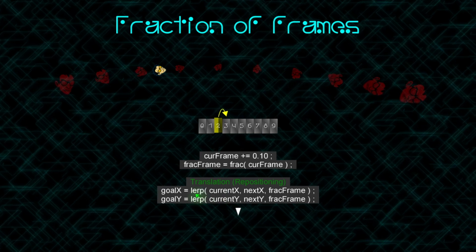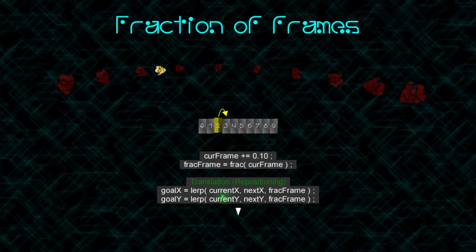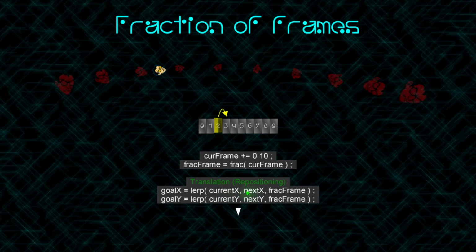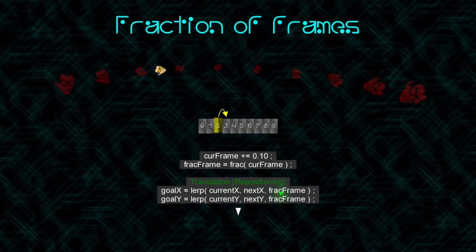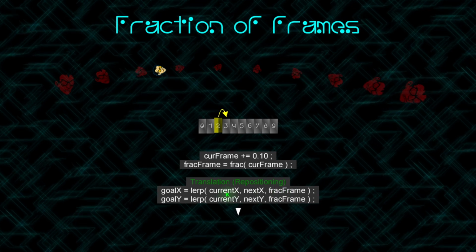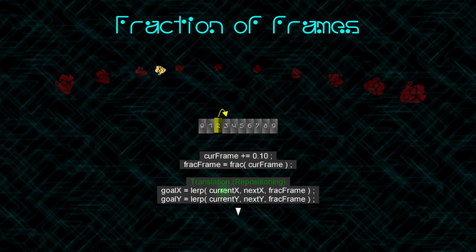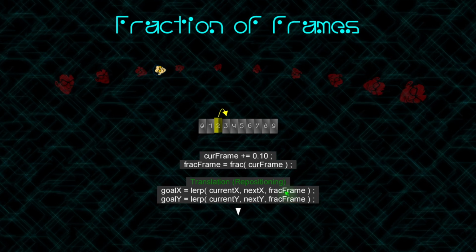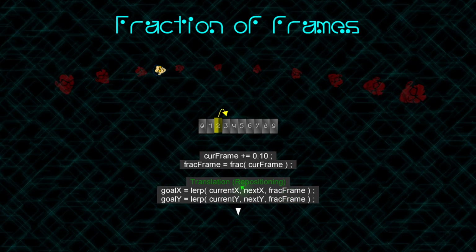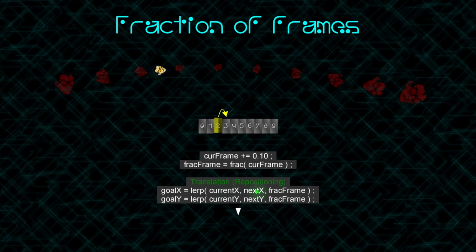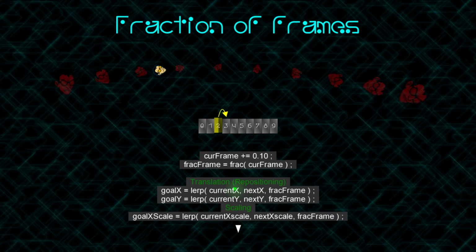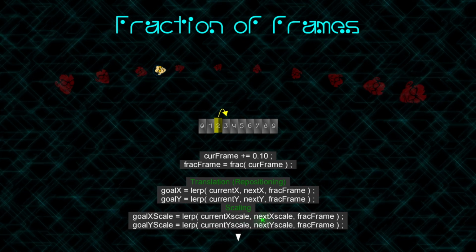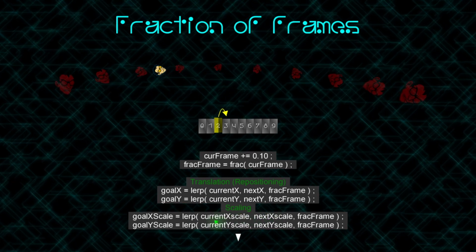So lerping is simply giving 2 values, the current X and the next X, and then depending on the fraction of that frame, we will gradually move from current X to next X. So if the fraction of frame is 0.5, then we will be in between the current and the next position. Same goes for scaling, gradually moving towards the next frame's scaling from the current scaling.